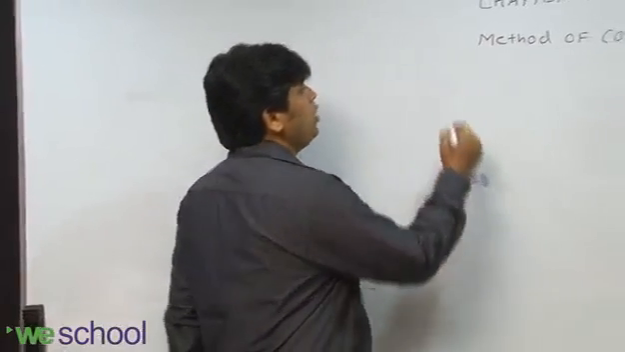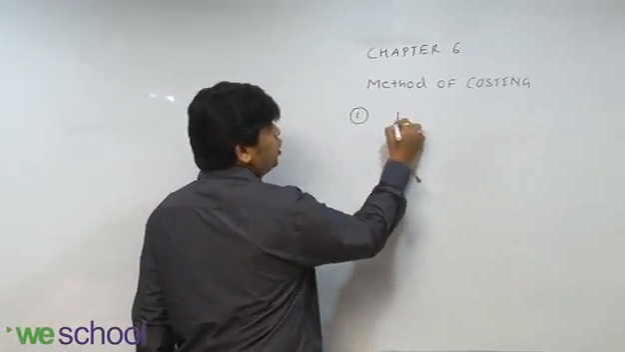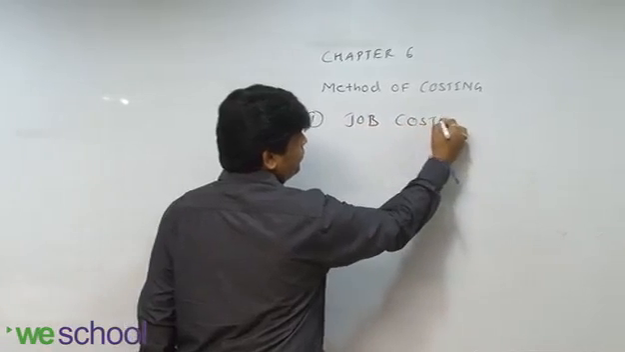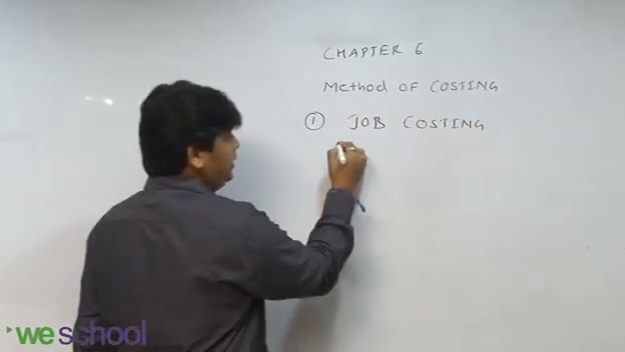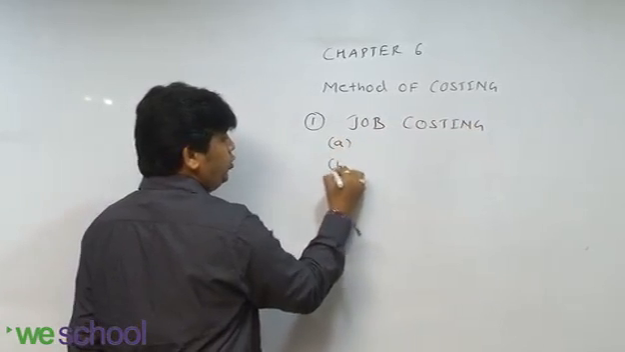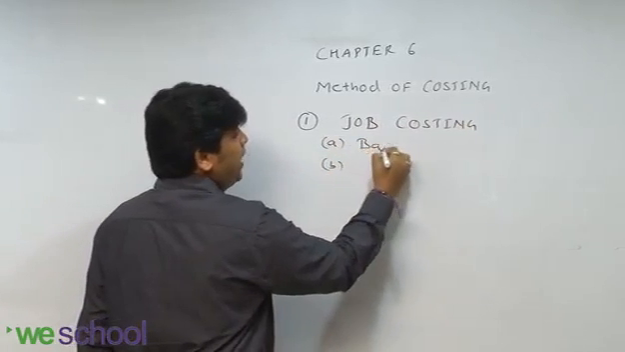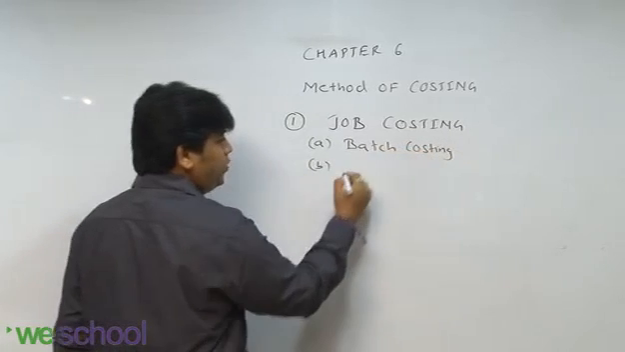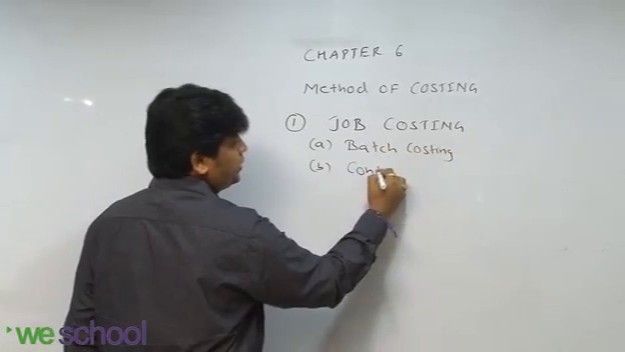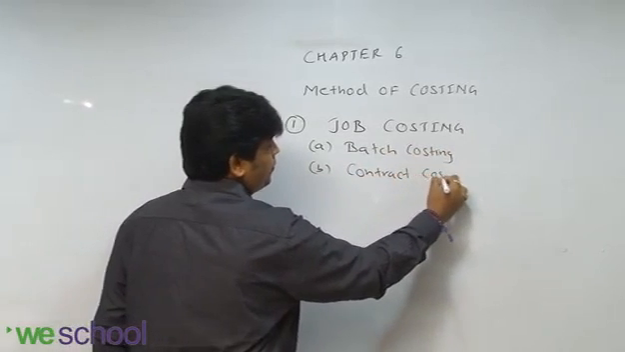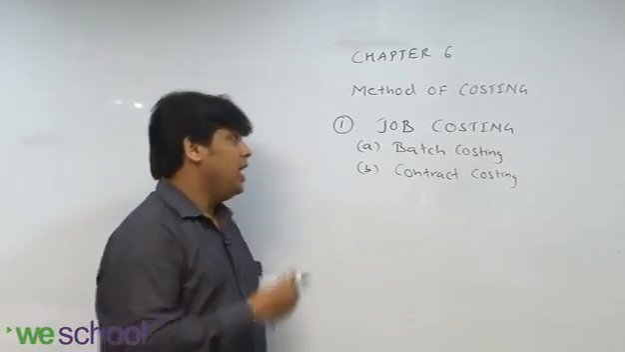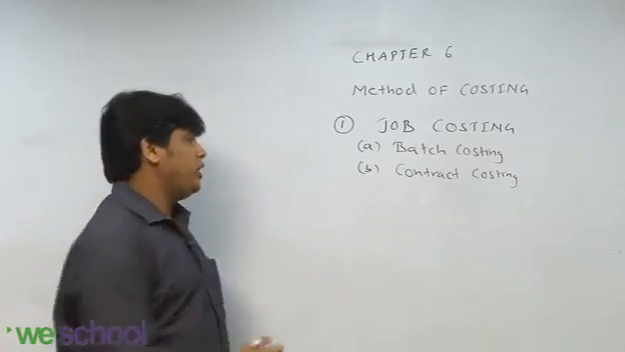So when I'm talking about costing, job costing is the first method. In job costing, I have two different methods: one is batch costing and the second one is contract costing. So this is the first method, job costing, and under it batch costing and contract costing.